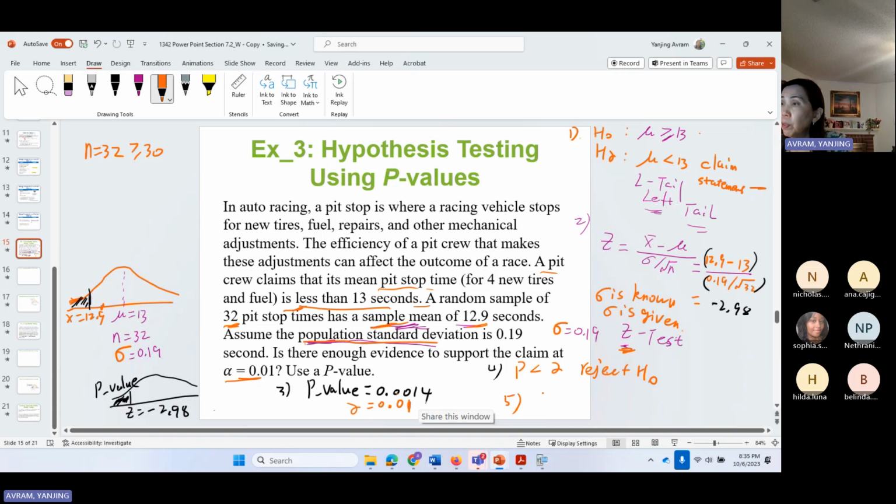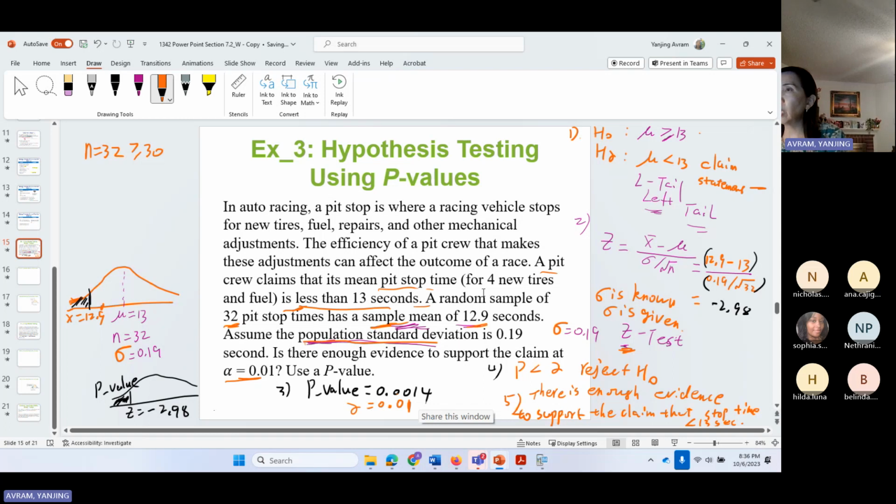All right. So if you look at the tables, we're going to say there's enough evidence to support a claim. So our conclusion here is we have enough evidence to support a claim. What is the claim? The stop time is less than 13 seconds. So we have enough evidence to support this claim.